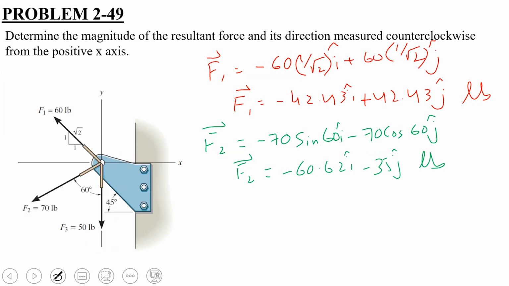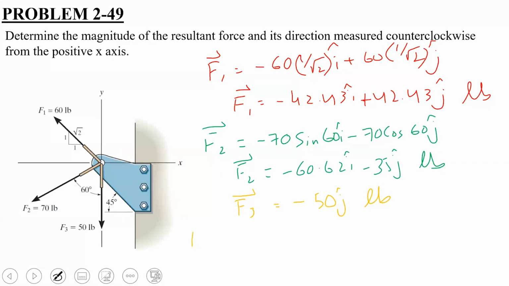Coming to the third force, which is force F3, since this force is directed towards the negative y-axis, we can write it as minus 50 j pounds. So this is how you have resolved all these forces, which are acting within the xy plane, into their Cartesian notations using unit vectors i and j.